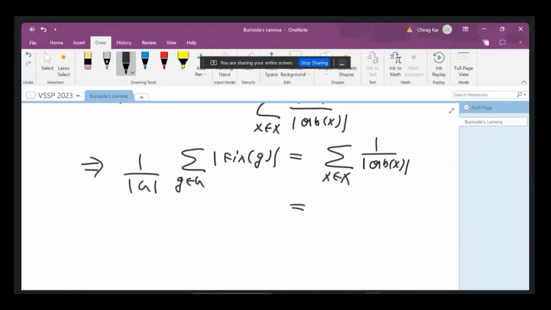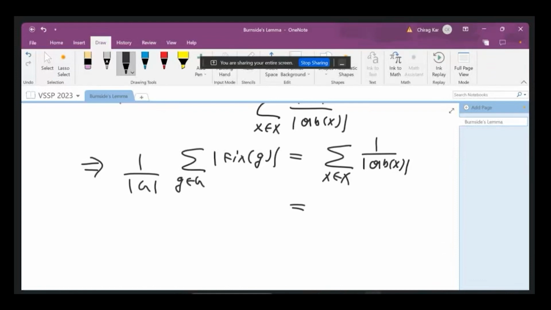For the right hand side, we're going to use some results on orbits, which is the fact that orbits essentially partition the set X itself. An element cannot belong to two different orbits. That is one thing. Another thing is that every orbit is non-empty because the orbit of an element contains itself, and the union of all orbits gives you the entire set.